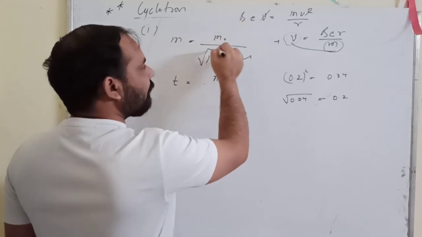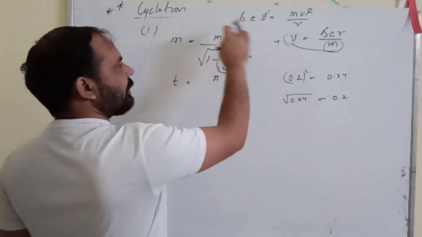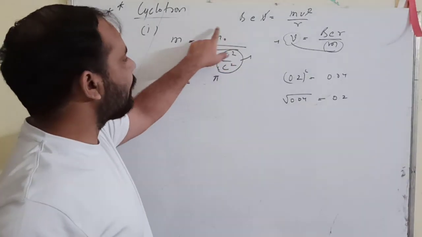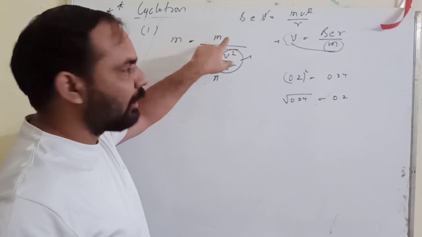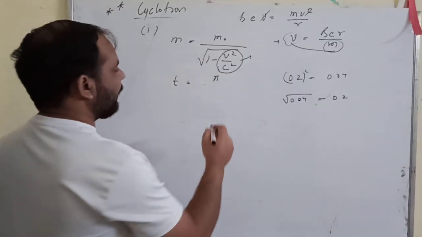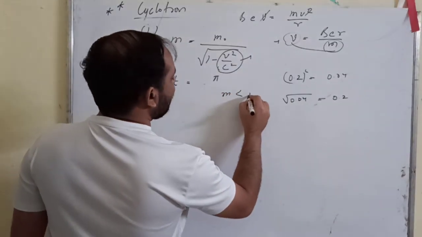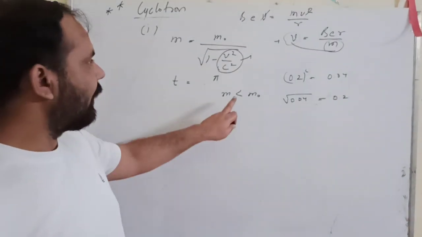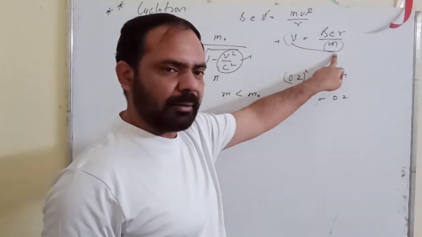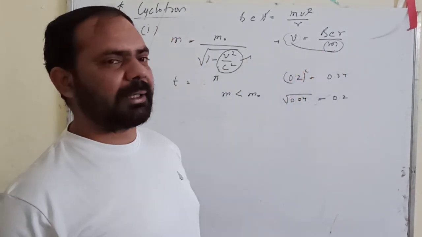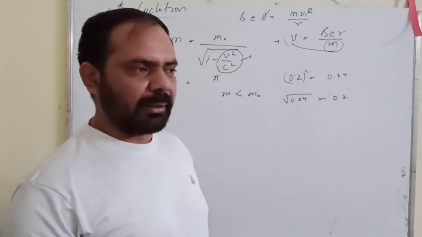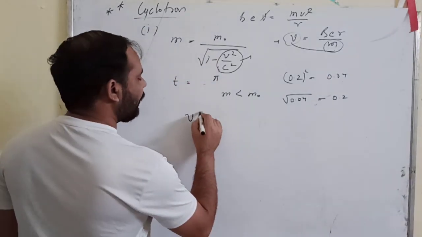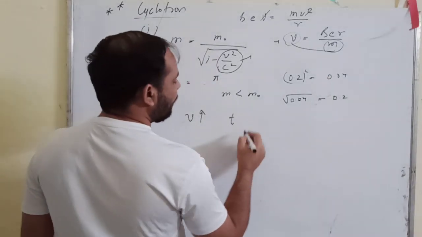Now the denominator will decrease. What will happen to this ratio? This value will increase, so the ratio will decrease. Now the ratio will decrease means your m will be less than m naught. Your mass will change. Now if your mass will decrease, then what will happen to velocity? It will increase. Now velocity is going on increasing. So what about the time period?